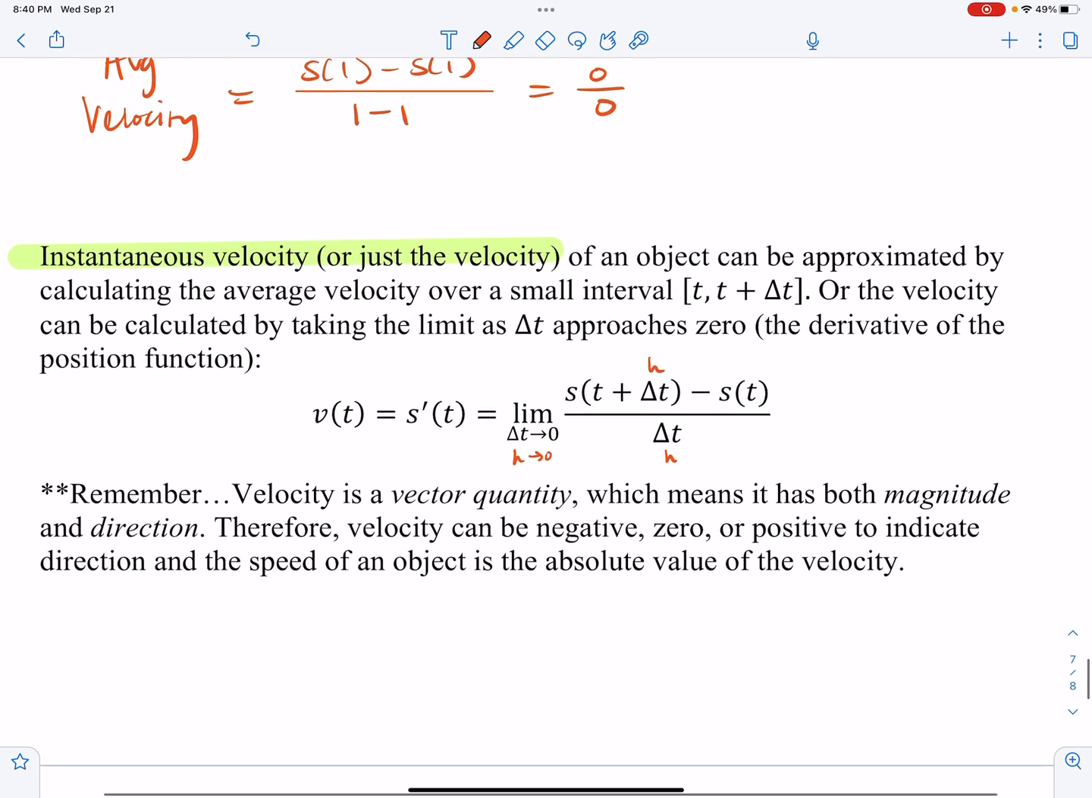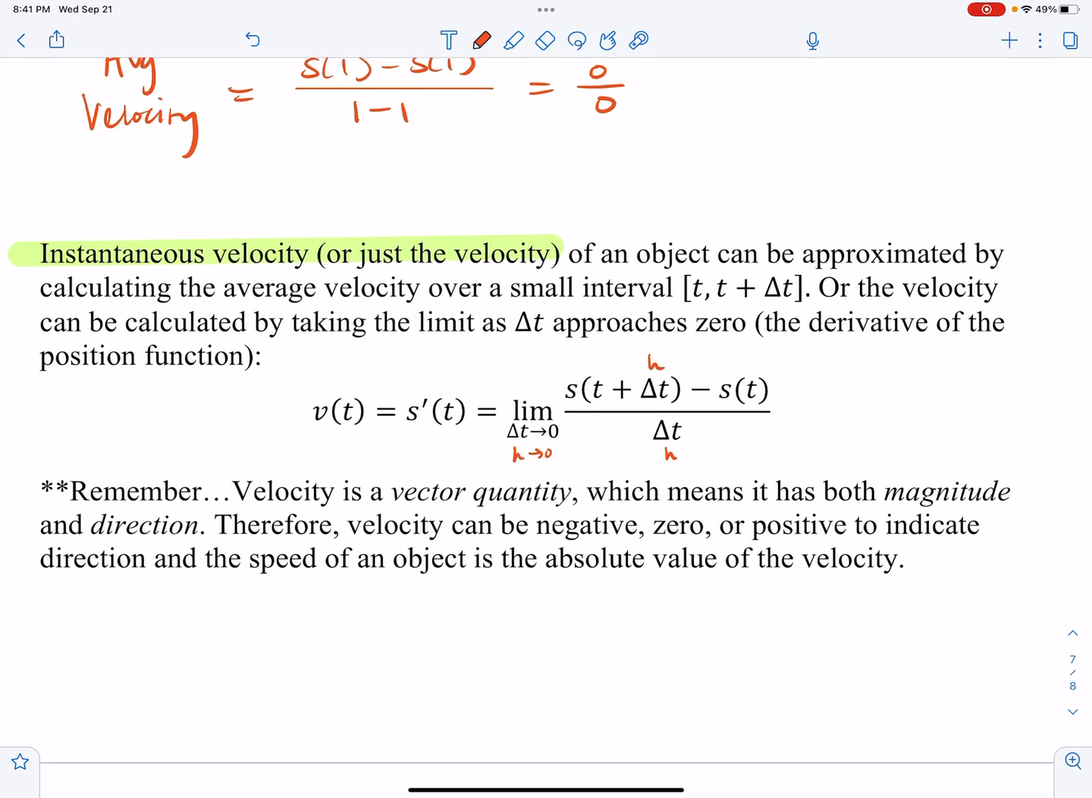So remember, velocity is a vector quantity, has both magnitude and direction. Therefore, velocity can be negative, 0, and positive to indicate direction, and the speed of the object is the absolute value of the velocity, right? The absolute value of the velocity is the magnitude of the velocity, which would represent speed.